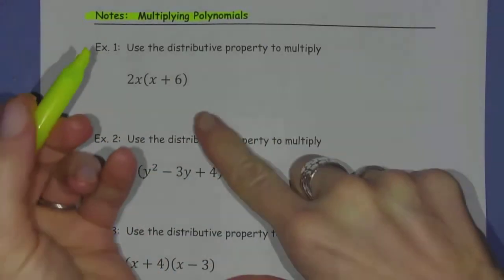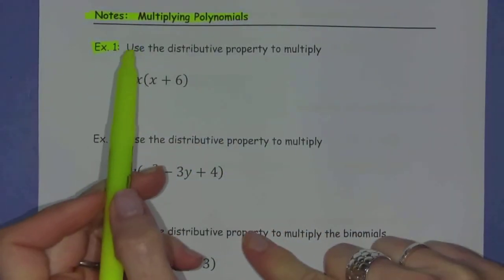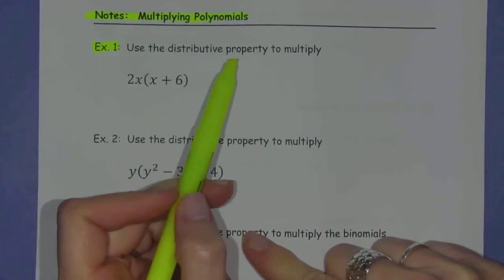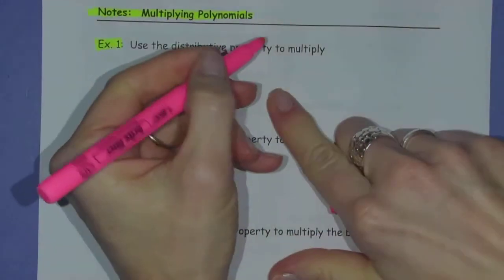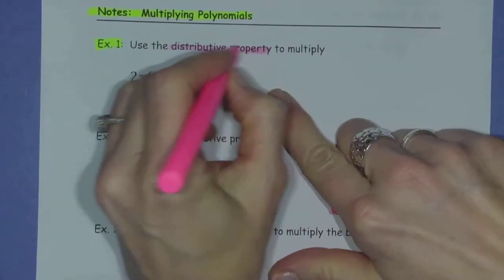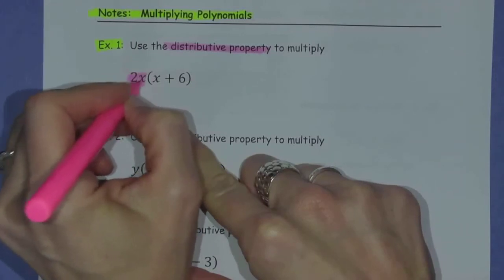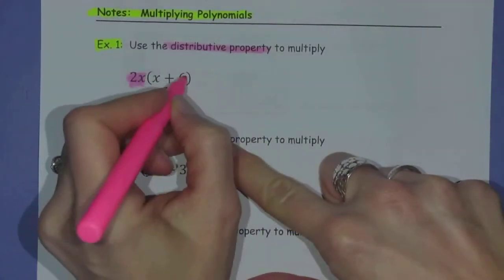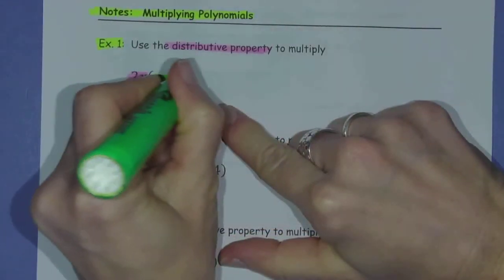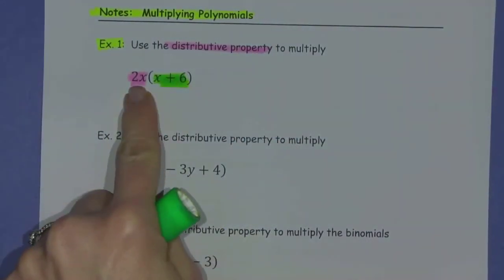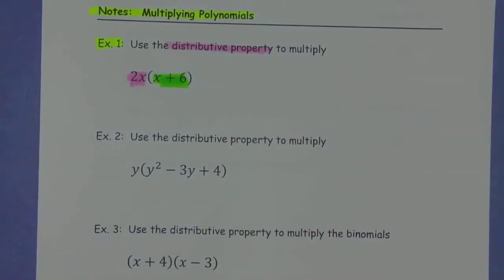So let's take a look at example 1. Example 1 should look pretty familiar to most of you. It says, use the distributive property. I'm going to change colors here. Use the distributive property to multiply. So what we're doing here is we're multiplying this monomial to this binomial. So we're taking a monomial times a binomial. And to do that, we are to use the distributive property.